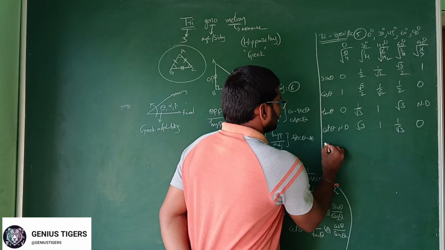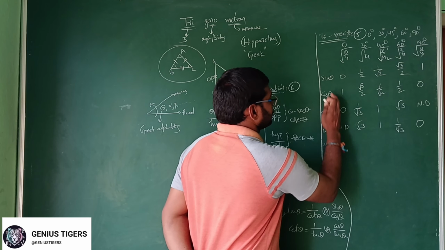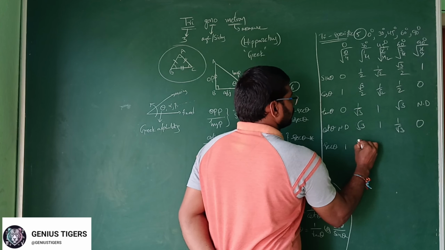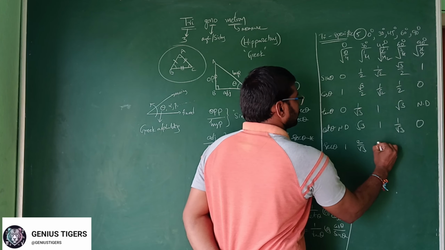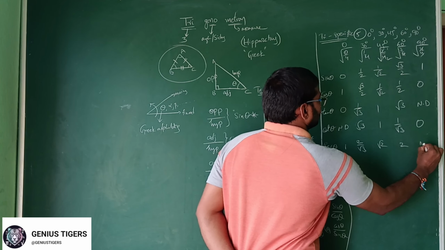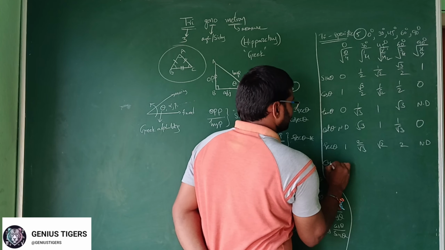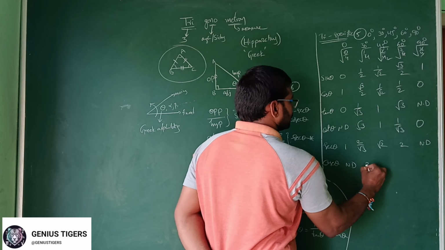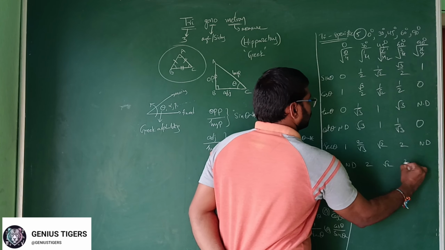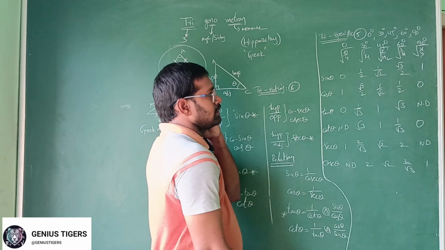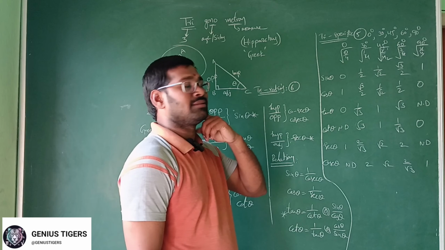Next, secant theta. Secant theta is the reciprocal of cos theta. Reciprocal means 1 by 1, 1, 2 by root 3, root 2, 2, 1 by 0, not defined. Now coming to cosecant theta, the reverse of sin theta: 2, root 2, 2 by root 3, 1. These are the values for the five specific angles.